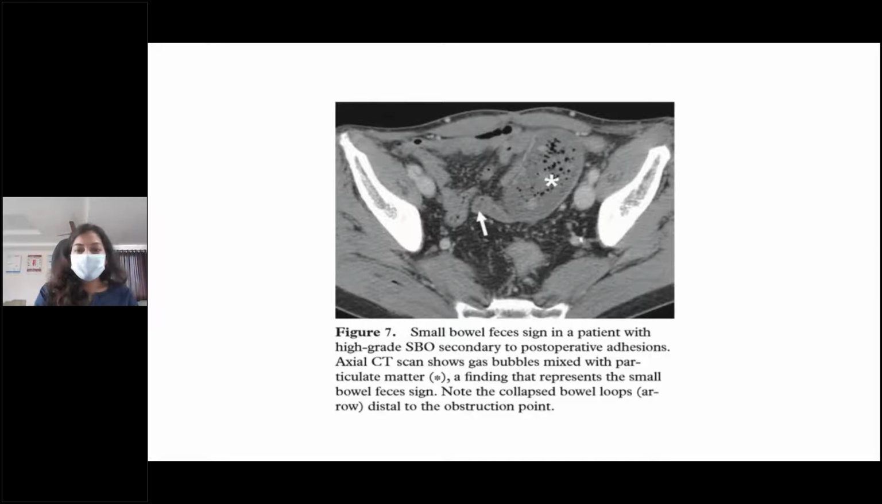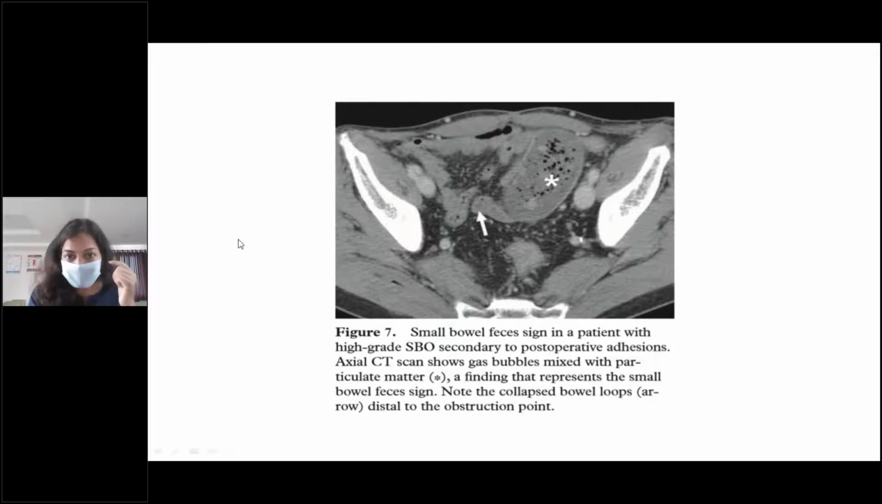This image indicates small bowel feces sign in a patient with high-grade small bowel obstruction secondary to post-operative adhesions. This is a case of post-operative adhesions leading to small bowel obstruction. This is the axial CT, which shows gas bubbles mixed with particulate matter. The black ones are the air bubbles that mix with the particulate matter, a finding that represents the small bowel feces sign. Now, the collapsed bowel loops distal to the point of obstruction.